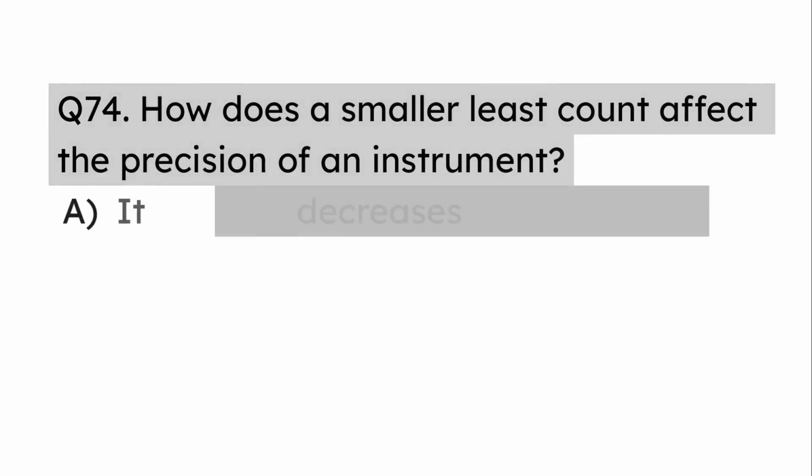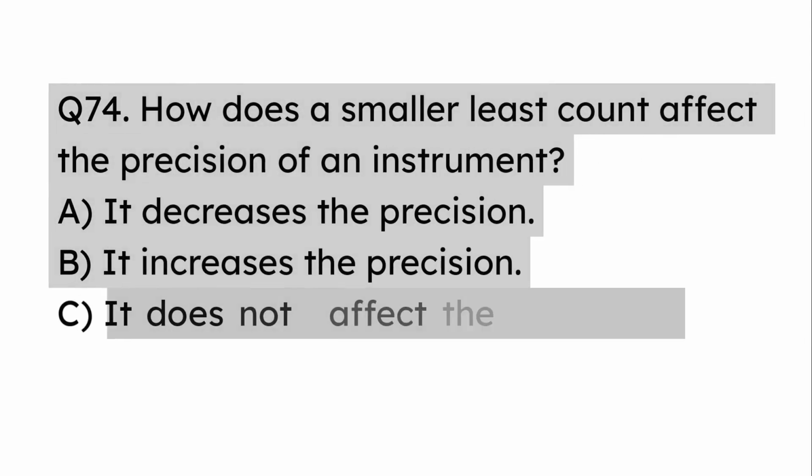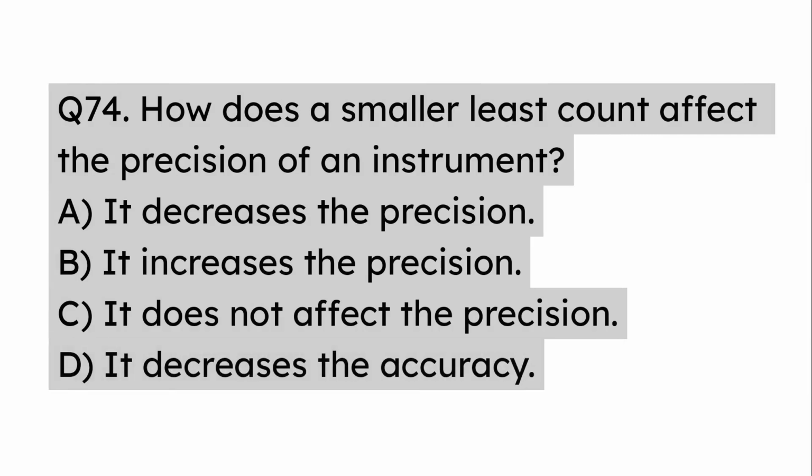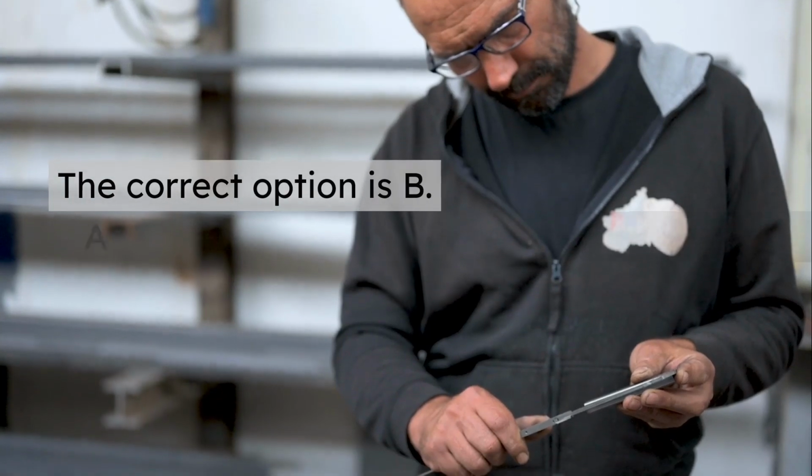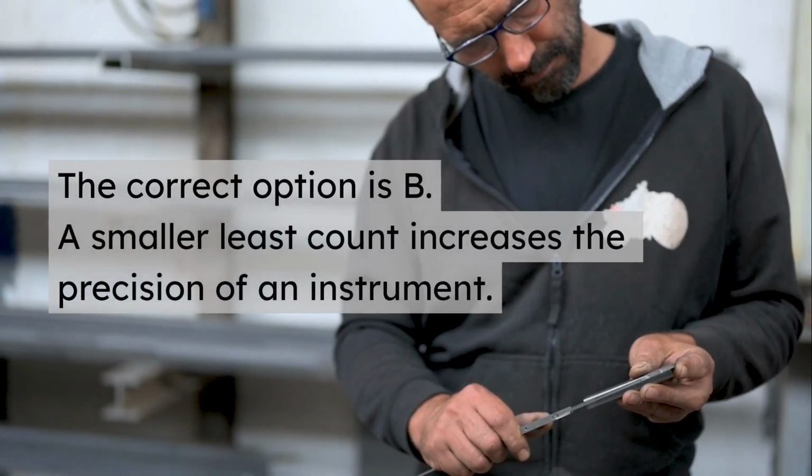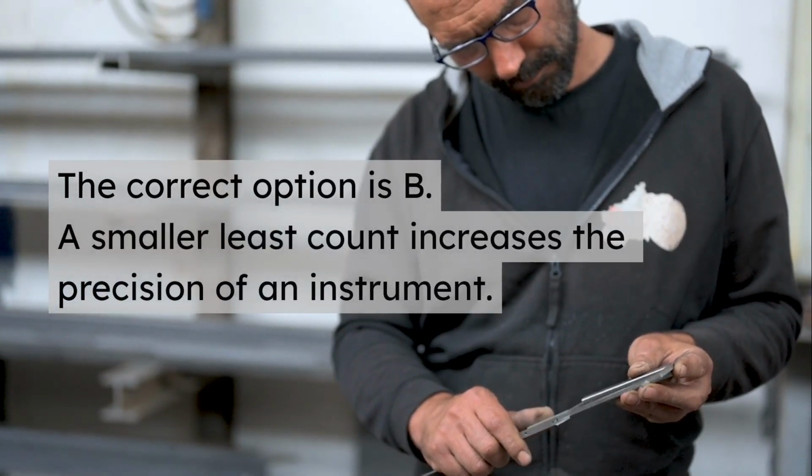Q74. How does a smaller least count affect the precision of an instrument? A. It decreases the precision. B. It increases the precision. C. It does not affect the precision. D. It decreases the accuracy. The correct option is B. A smaller least count increases the precision of an instrument.